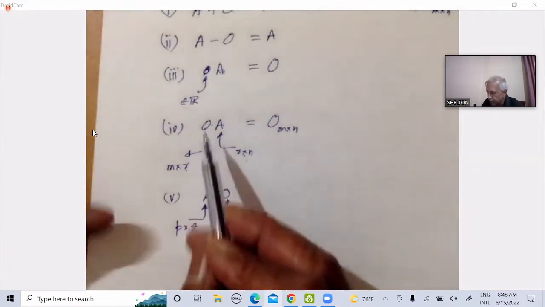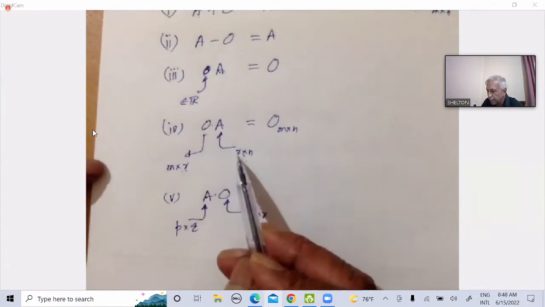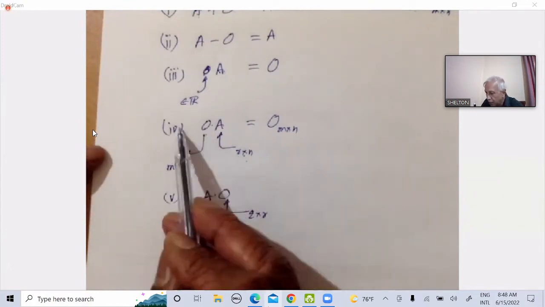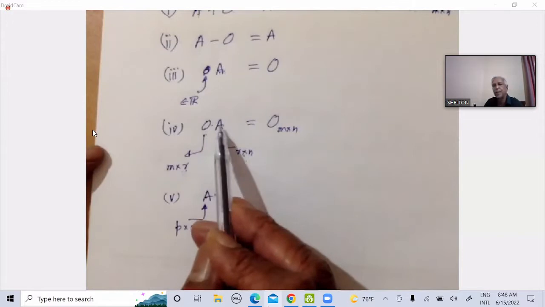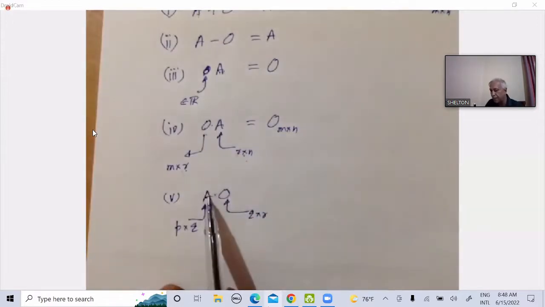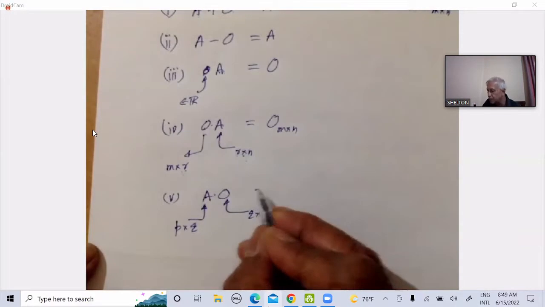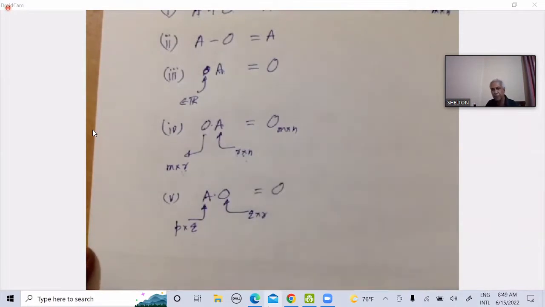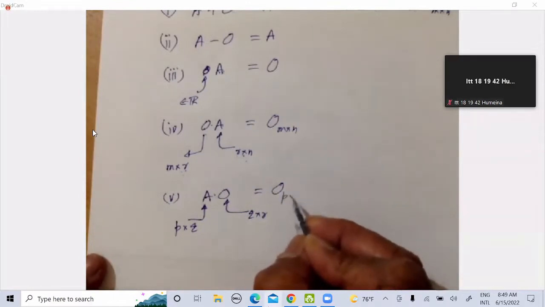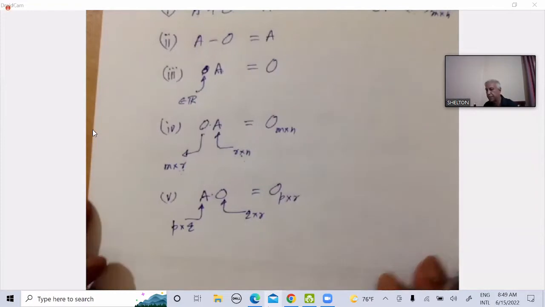So first, here the columns are zero. When you multiply any row of A by any column of this, we get 0. Same thing happens here: if I take the first row of A and multiply by the first column, which is a 0 column, every entry gets killed. So that is also O. What is the size? P by R. Okay, so those are the properties of the zero matrix.